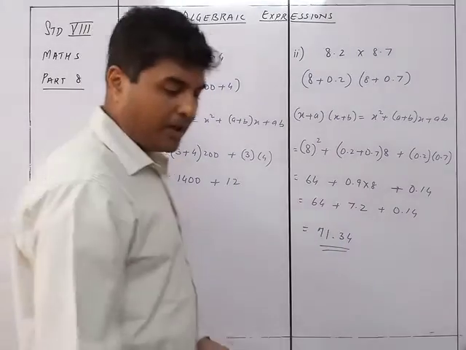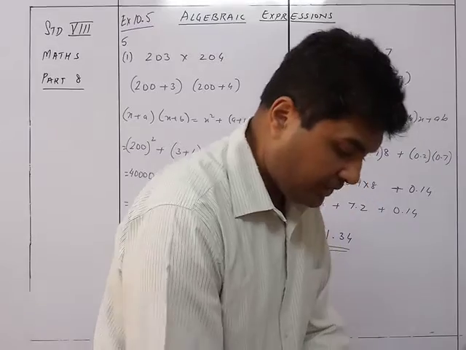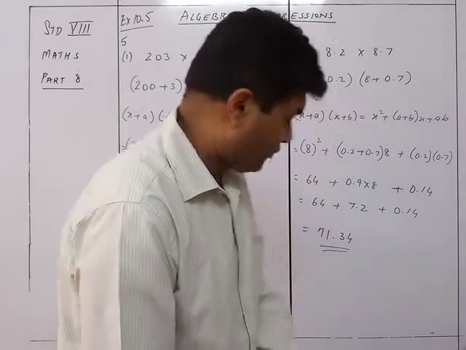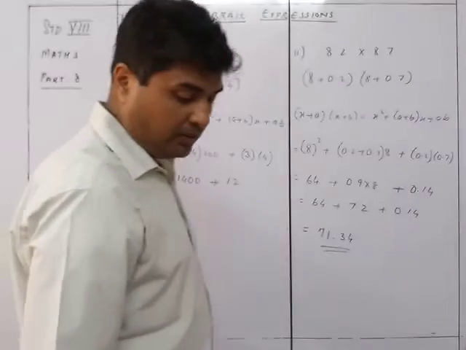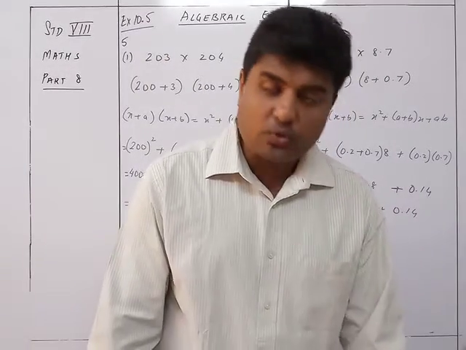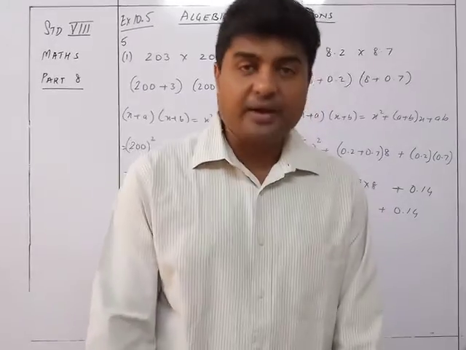So that will be 71.34. So the answers to question number 5 were 41412 and 71.34. That was question number 5. We now move on to question number 6, but we'll continue in the next video.